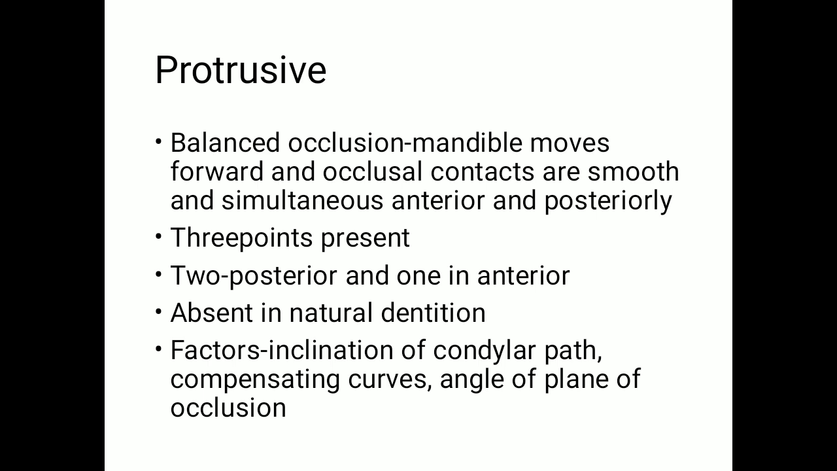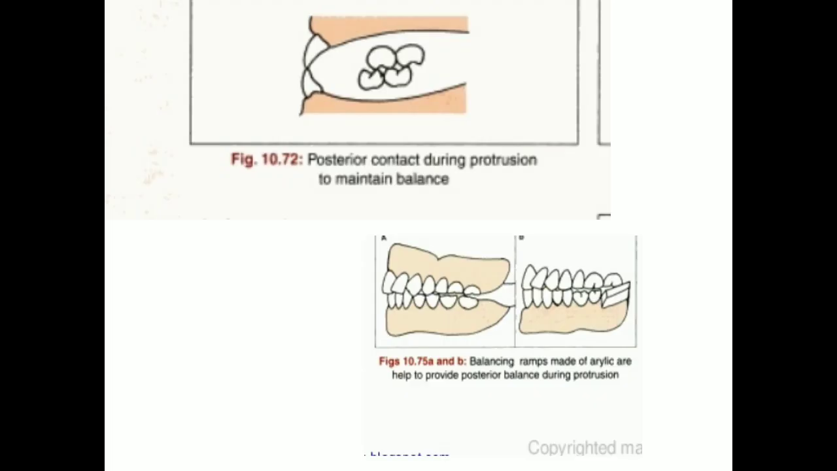Protrusive movements are related to the inclination of the condyle, of occlusion. Then there is posterior contact during the protrusive movement to maintain the balance, and the balancing ramps made of acrylic provide posterior balance during protrusive movements.